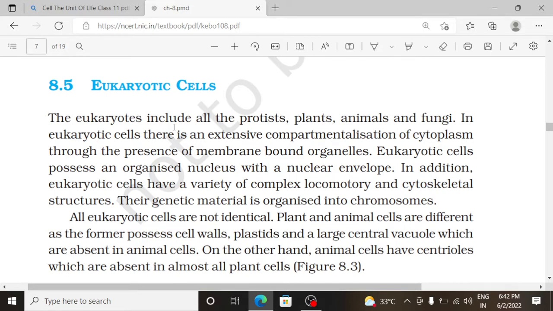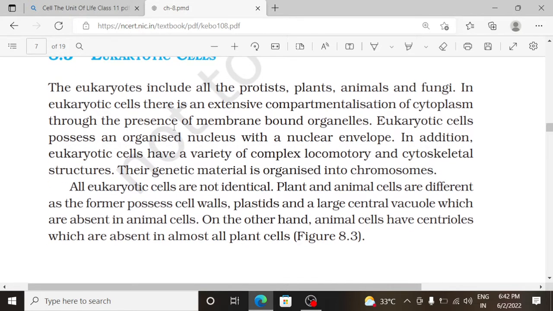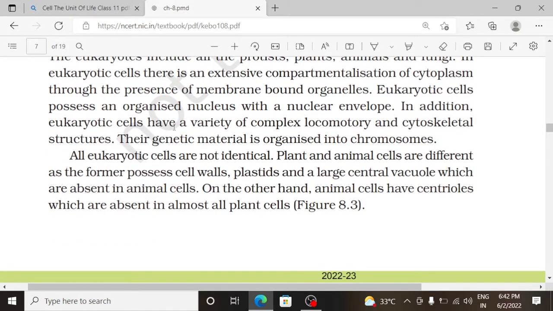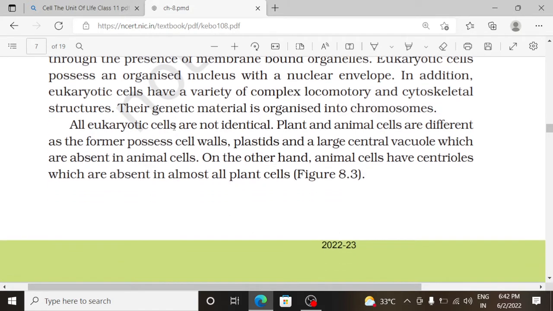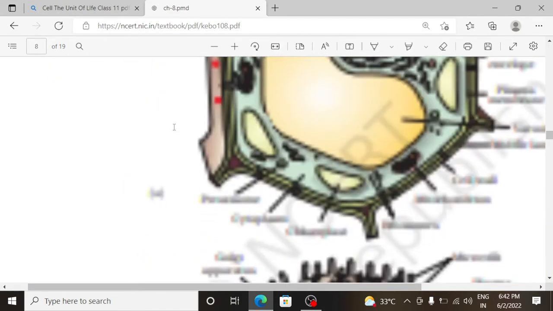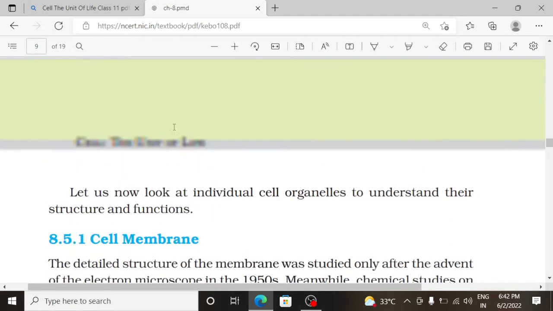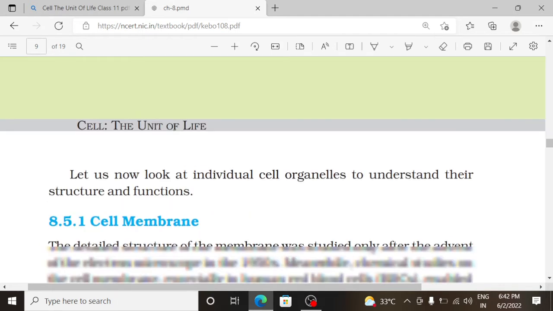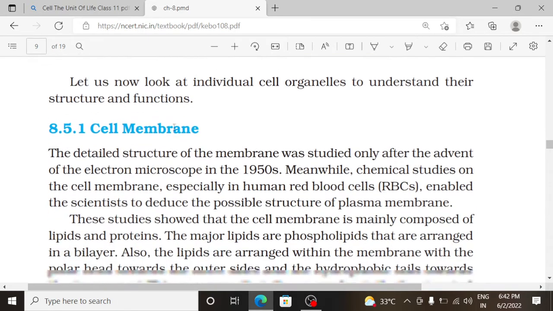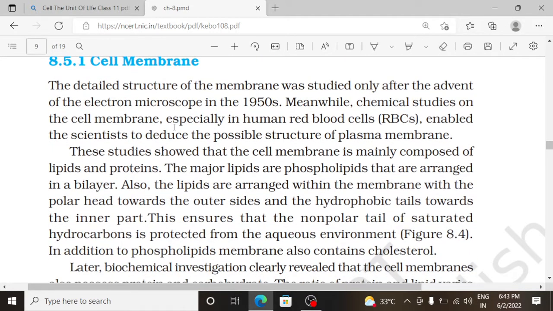All eukaryotic cells are not identical. Plant and animal cells are different, as the former possess cell walls, plastids and a large central vacuole, which are absent in animal cells. On the other hand, animal cells have centrioles, which are absent in almost all plant cells. Let us now look at the individual cell organelles to understand their structure and functions. So first is the cell membrane.